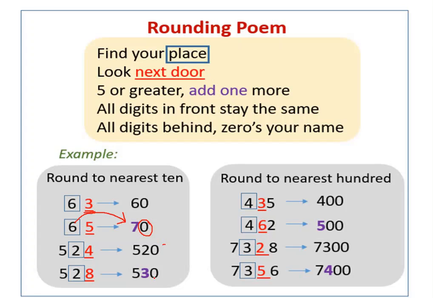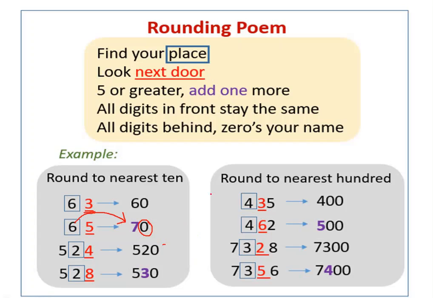Now, dealing with 530, like adding it or subtracting it, is much easier than dealing with 528. But you can notice that the answer will not be so accurate, okay? It will not be perfect, because 28 is not the same as 30, but 30 is the closest number to 28, okay?